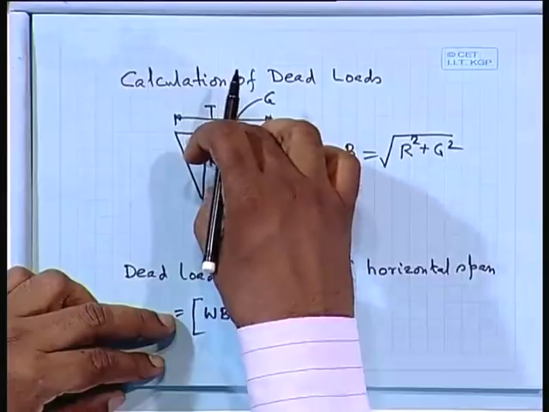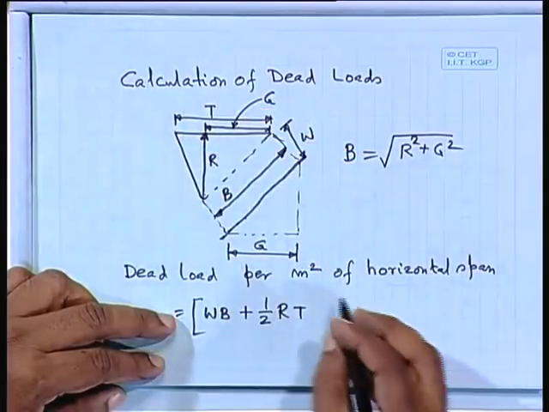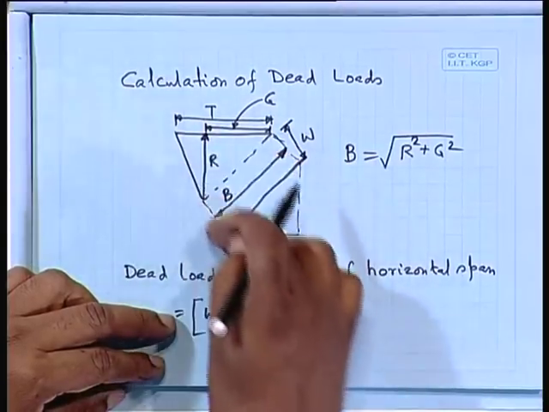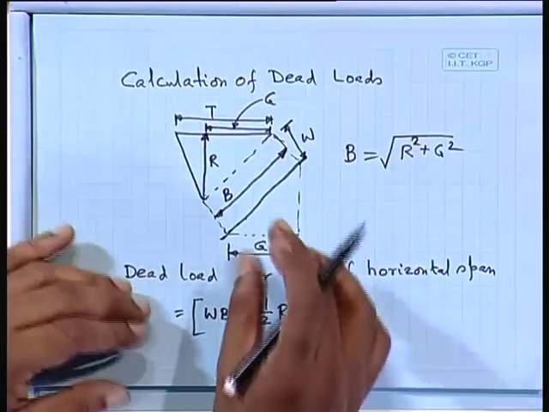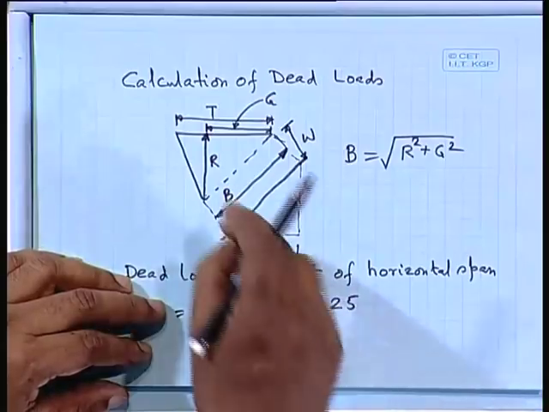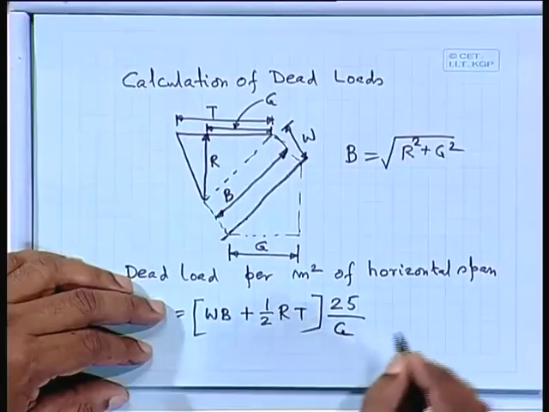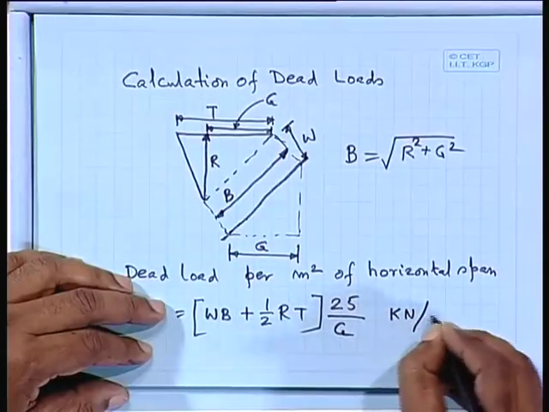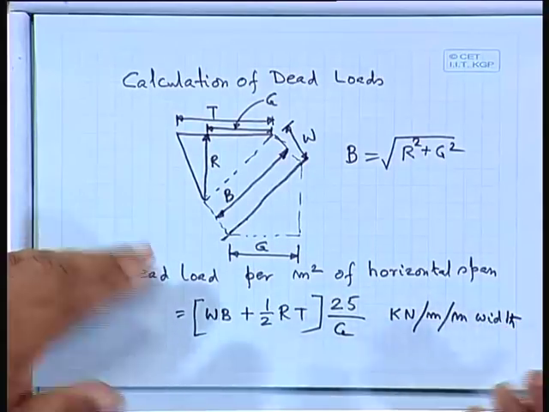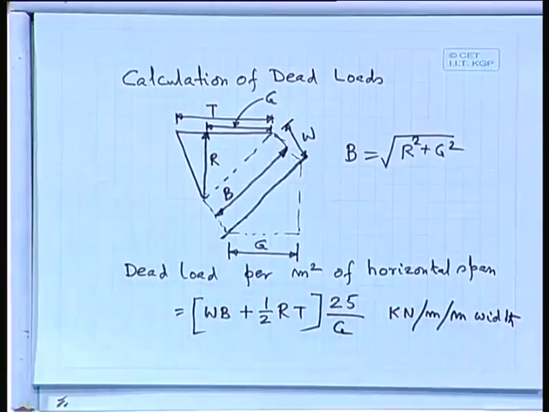R is the height, and T the base you can say, times the 25 kilonewton per meter cube. This is the 1 meter of width of the staircase, that you can say 1 meter width of the staircase times 25 will give me the weight, and divided by G, this one means kilonewton per meter width or kilonewton per square meter. We are talking the staircase is moving like this, the staircase is going like this.